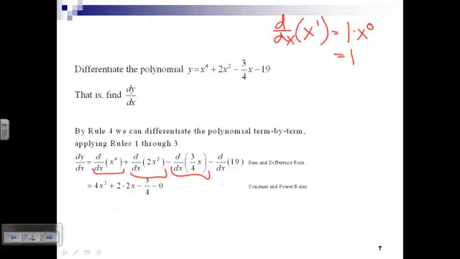And so there's us doing that. The derivative of x to the 4th is 4x cubed. The derivative of 2x squared is 2 times the derivative of x squared, which is 2x. The derivative of 3/4 x is 3/4 times 1, and then 0. And then when we're all done with that, we clean that up, and we get our final answer. Hooray.